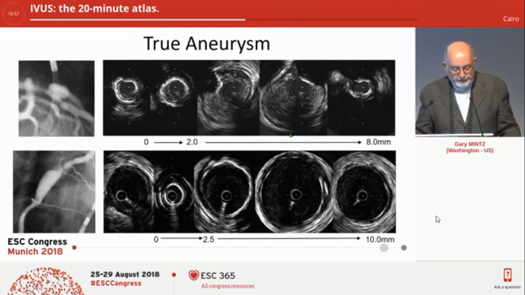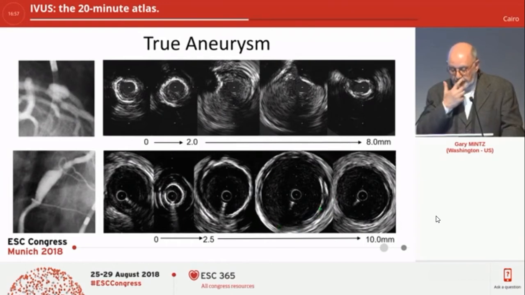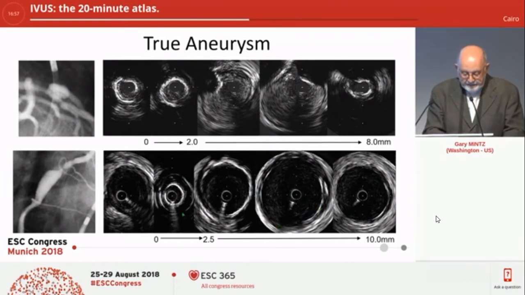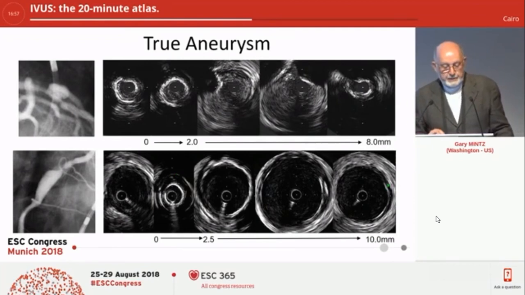This is slightly different below. This is a young boy with Kawasaki's disease. You can see the true aneurysm with adventitia, media, and intima, preservation of the three-layer appearance, and the calcific stenosis is a late consequence of Kawasaki's disease, but yet both of these have the clear IVUS appearance of true aneurysm formation.